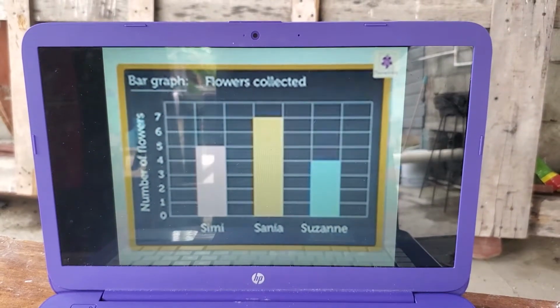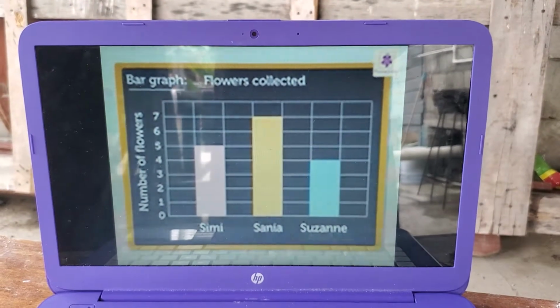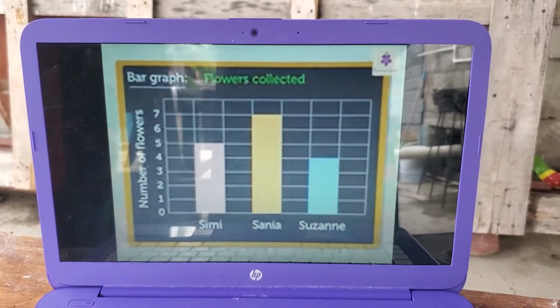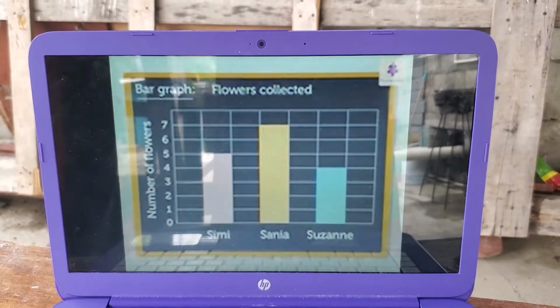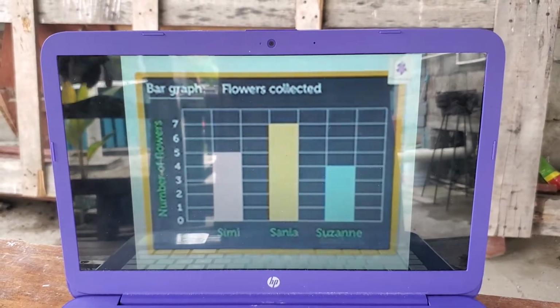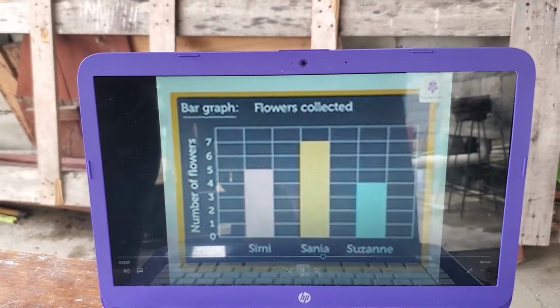Now, let's see how we can read this bar graph of the flower farm example. The title, Flowers Collected, tells us the bar graph is about the number of flowers collected. The labels give us the information that the date.